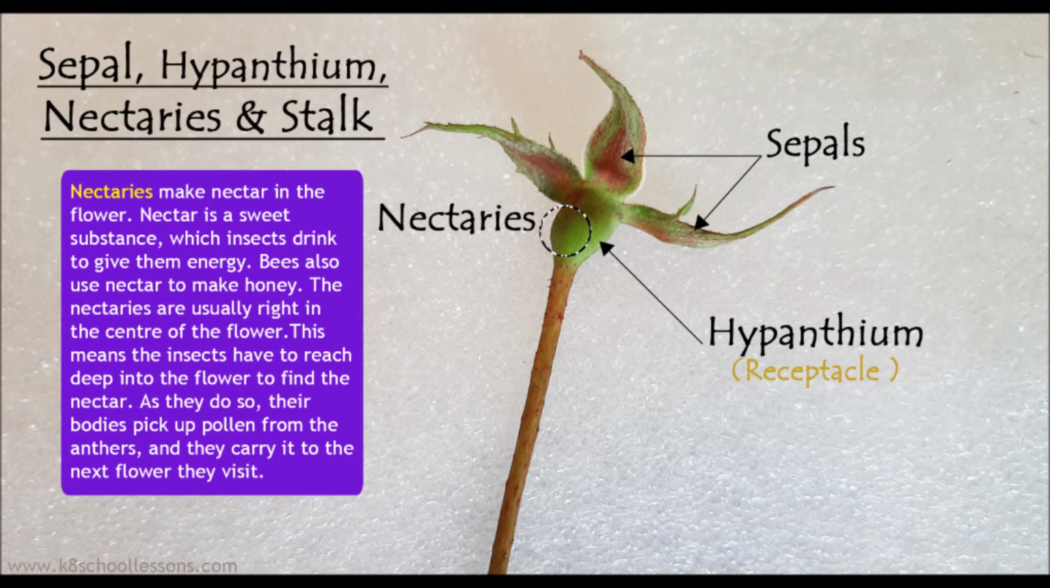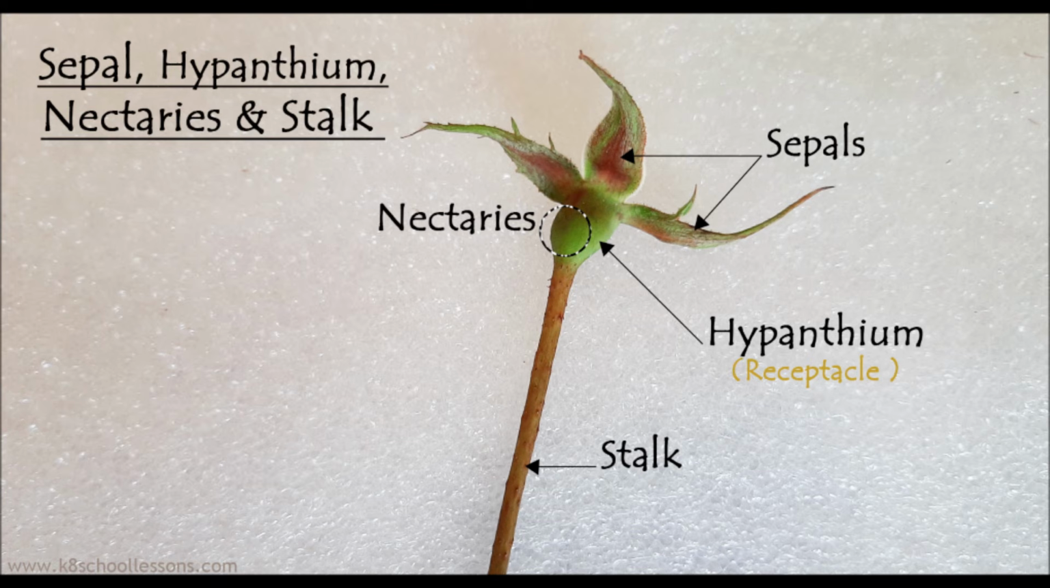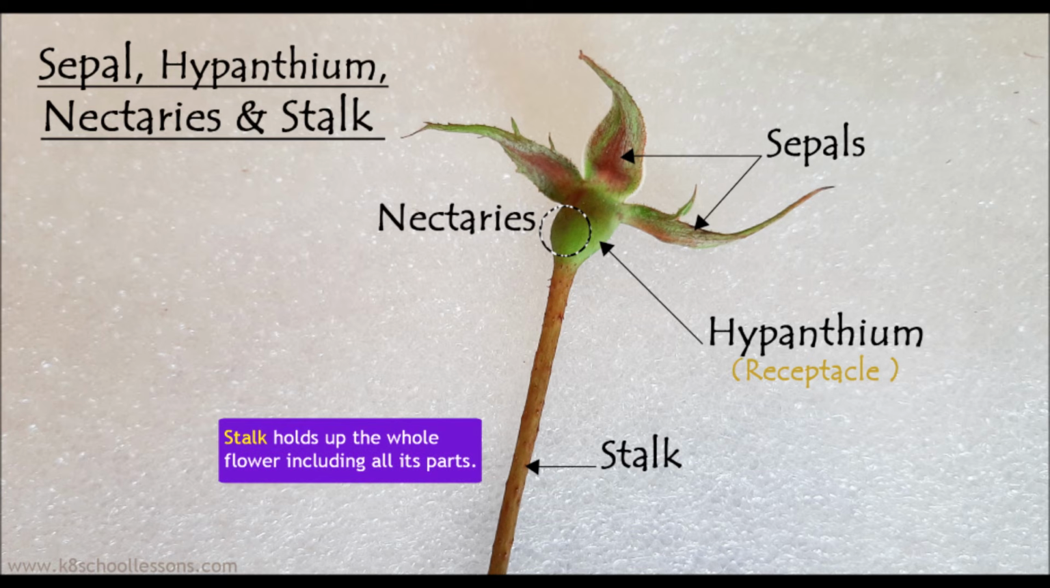Nectaries. Nectaries make nectar in the flower. Nectar is a sweet substance which insects drink to give them energy. Bees also use nectar to make honey. The nectaries are usually right in the center of the flower. This means the insects have to reach deep into the flower to find the nectar. As they do so, their bodies pick up pollen from the anthers and they carry it to the next flower they visit. Stalk. Stalk holds up the whole flower, including all its parts.